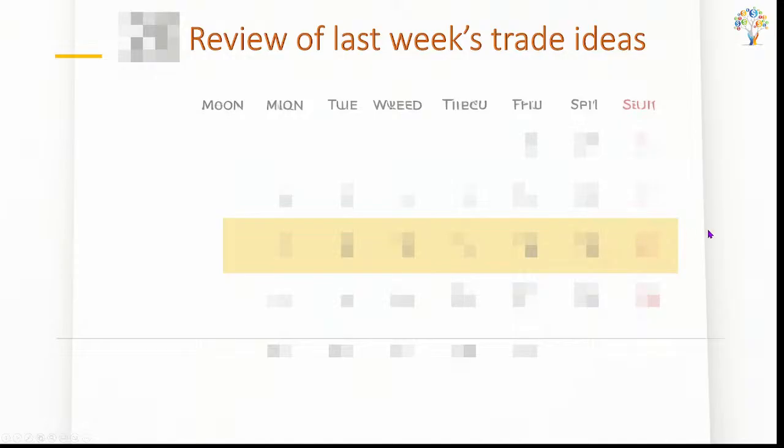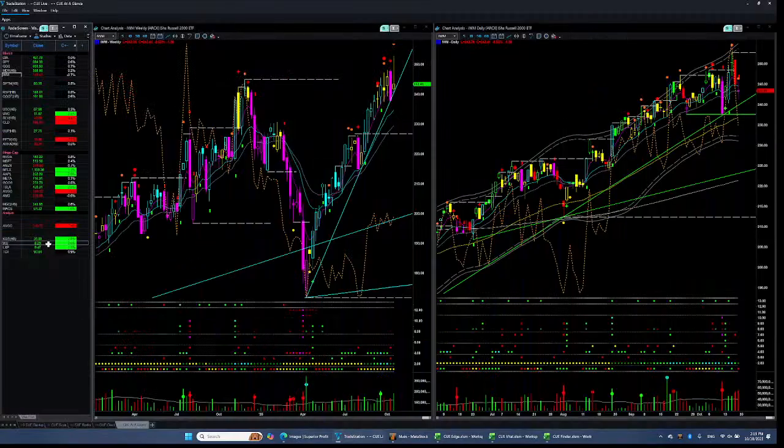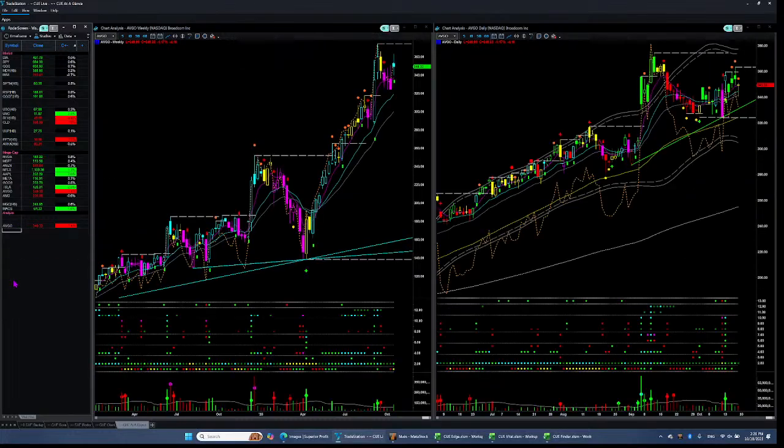Review of last week's trade ideas. I shared only one analysis last week, that was AVGO. I discussed it based on Friday 1 week ago, and I mentioned that I would like to short it using a short call vertical. I also mentioned I did not have any position in the stock AVGO at that time.